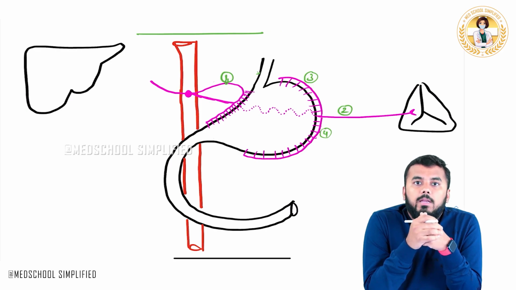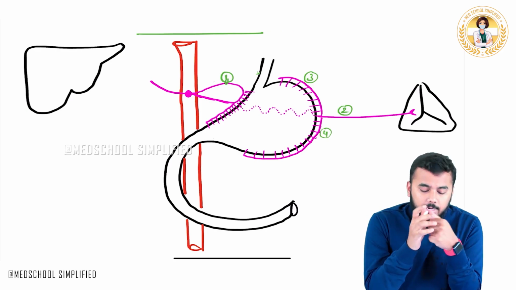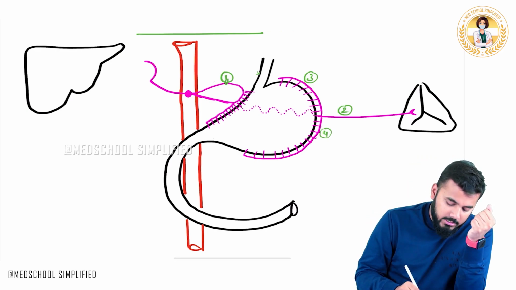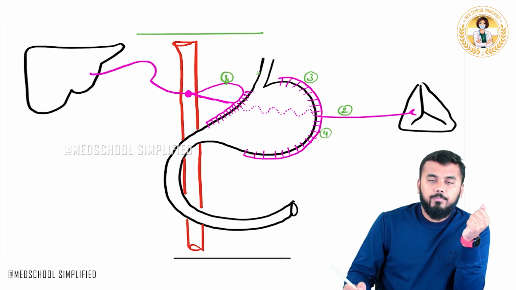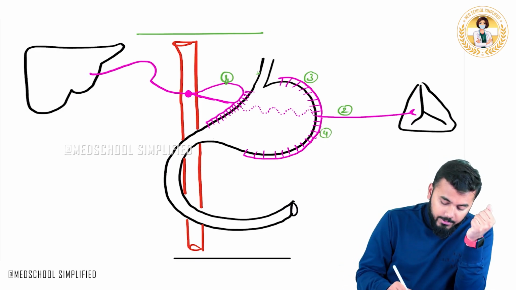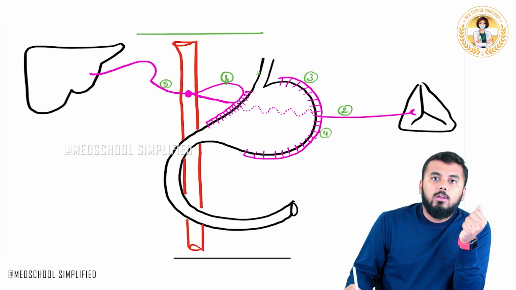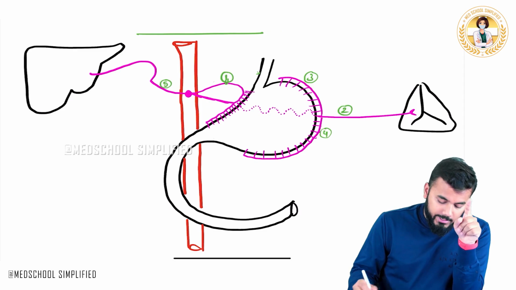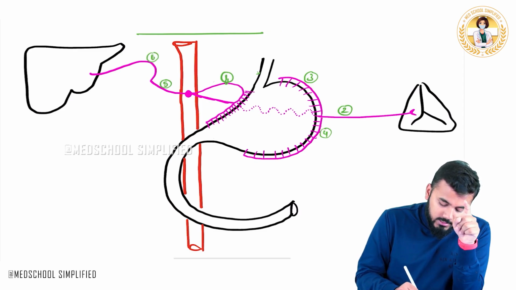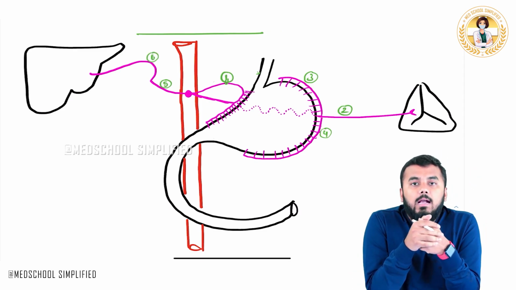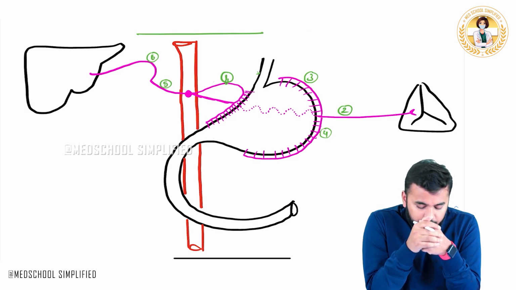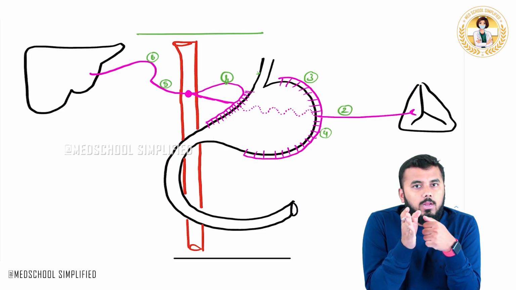Now this common hepatic artery divides into two more branches. One branch enters into your liver. Okay, let me write it down. This is artery number 5, that is the common hepatic artery. Common hepatic artery is divided into two branches. One is artery 6. What is this? This is called the hepatic artery proper. This common hepatic artery gives out one branch called hepatic artery proper.